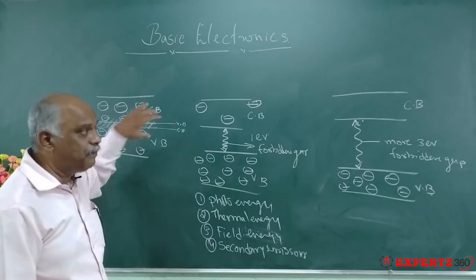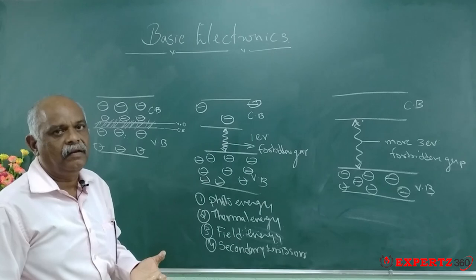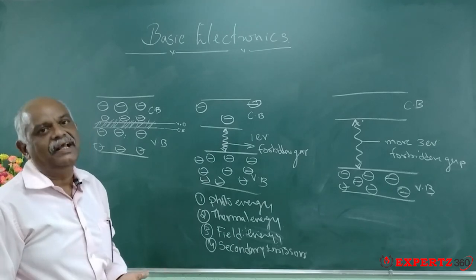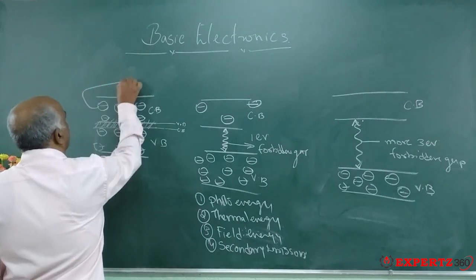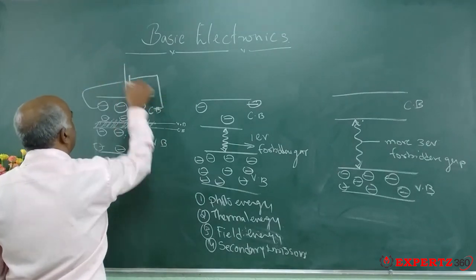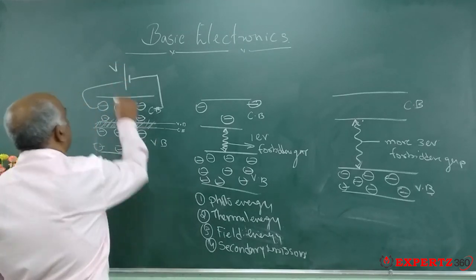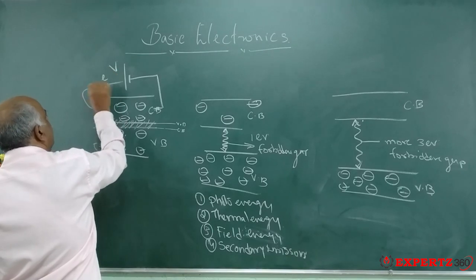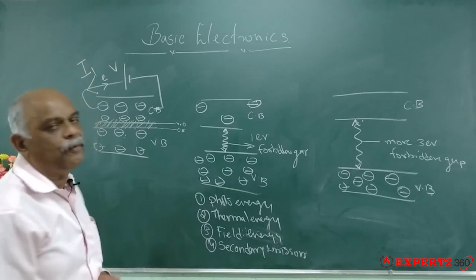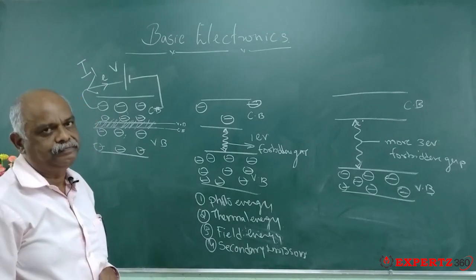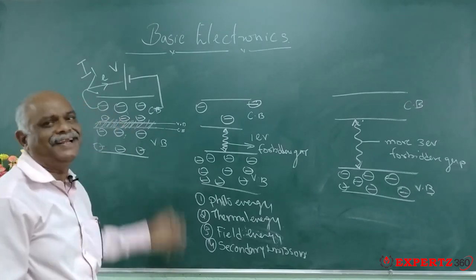So in order to apply a potential difference, I will connect a battery of V volts. What is going to happen? These free electrons are attracted by the positive terminal of the battery, and the electrons are going to flow in this particular direction. That means a current is going to flow in the opposite direction to the flow of electrons. That means there is a flow of current, so that material is going to conduct current.